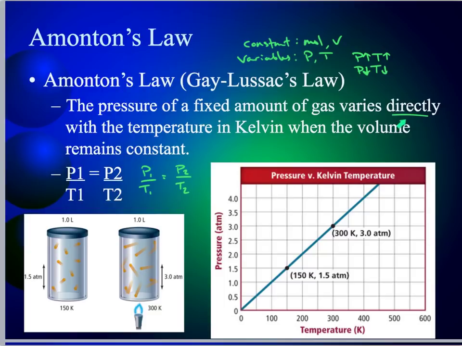And it's directly proportional, so we get the same kind of line as Charles' law, where we get this straight line. Boyle's is inversely proportional. You get that downward sloping curve. The other two are straight lines.